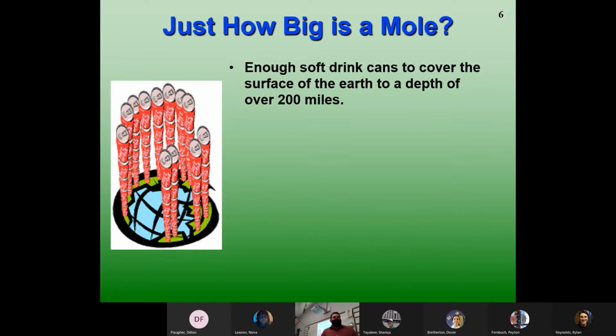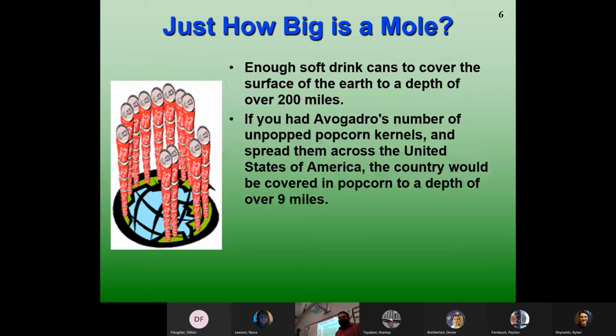If you had 6.02 times 10 to the 23rd soft drinks, if you had a mole of soft drinks, it would cover the earth in a depth of 200 miles. That's a lot of soft drinks. Okay. If you had an Avogadro number, the same number, of unpopped popcorn kernels, and you spread them across the United States, it would be 9 miles deep in popcorn kernels. Again, it's a huge number. It's a really, really big number.